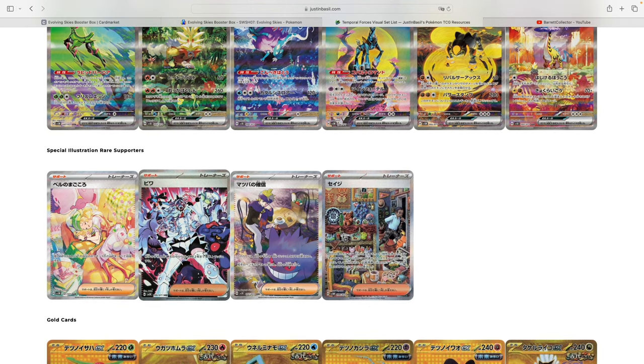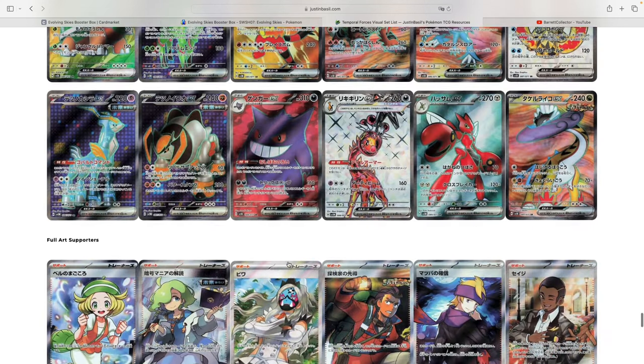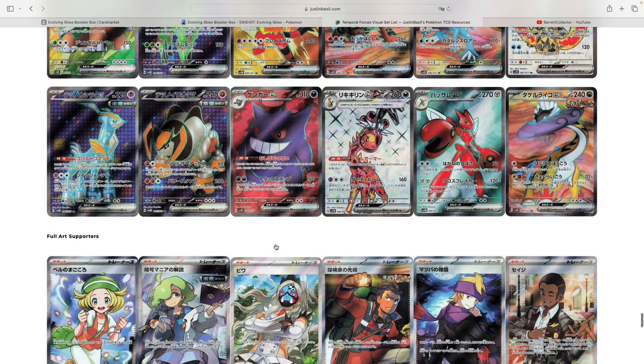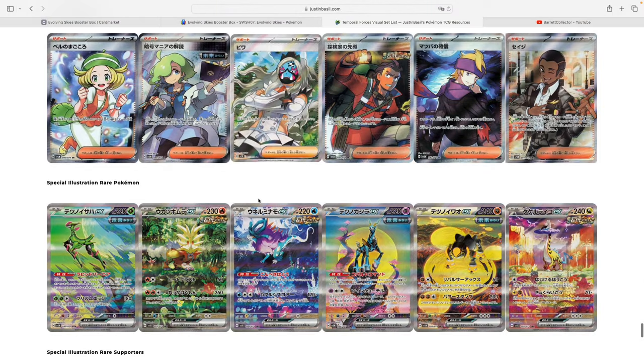And then we have a supporter. We do have Gengar here, as well as on the full art, which is going to be interesting. I wonder if we'll get an SIR Gengar, which I think many people are debating on. But nonetheless, main point was that I am going to buy Temporal Forces.